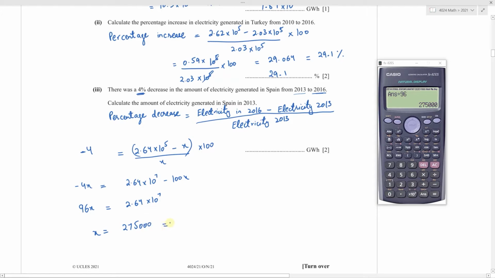275,000. Or if you want to write it in standard form, decimal will move 1, 2, 3, 4, 5 places to the left. 2.75 into 10 power 5 gigawatt hours. So this is the electricity generated in Spain in 2013.